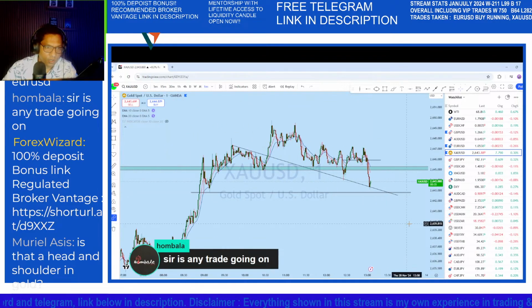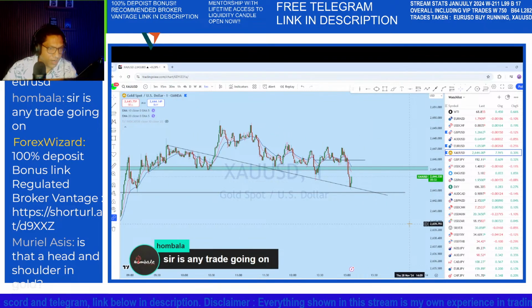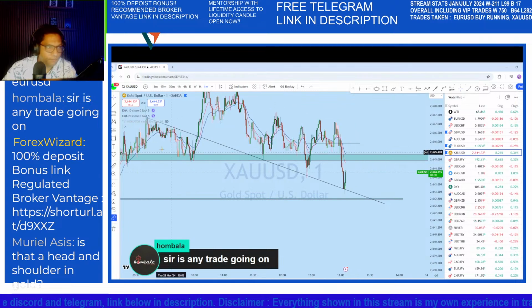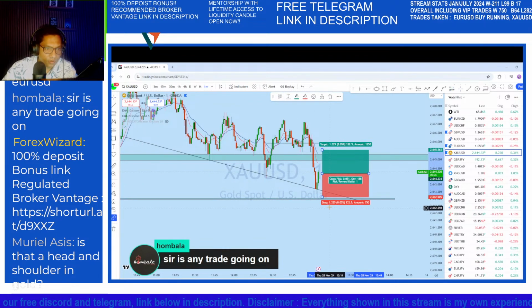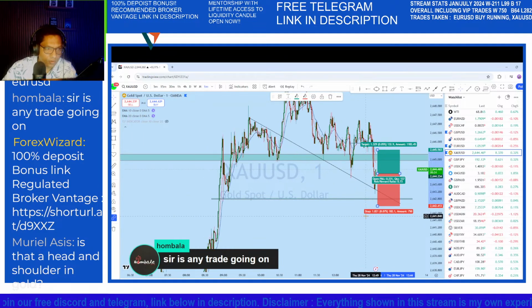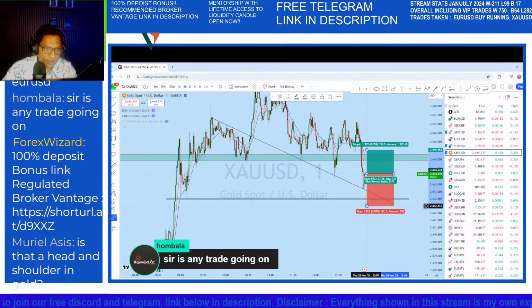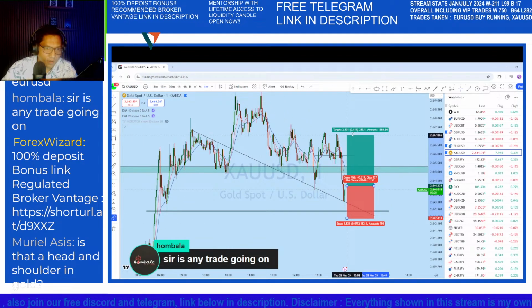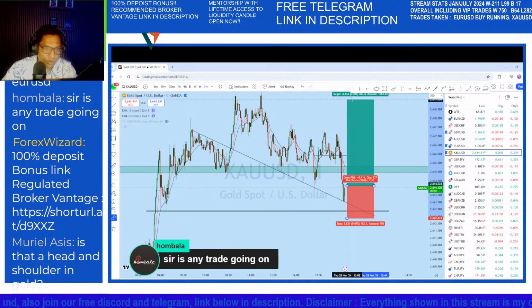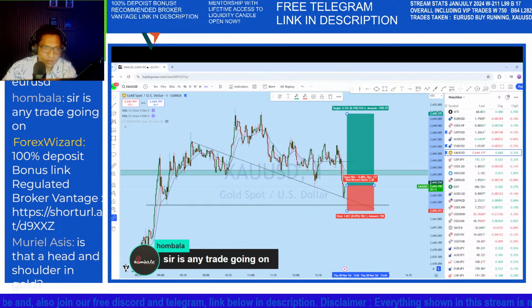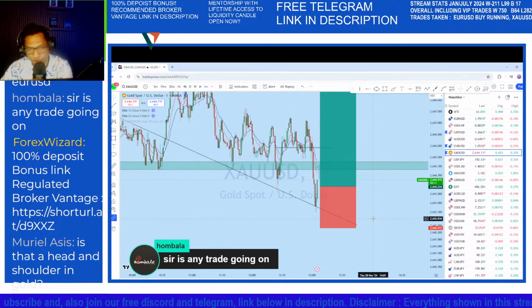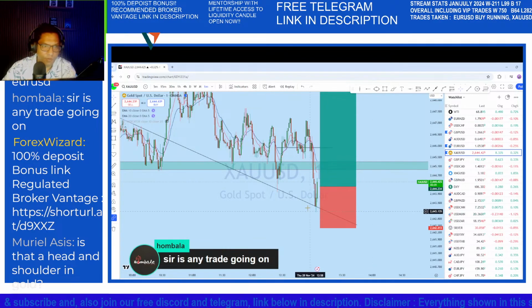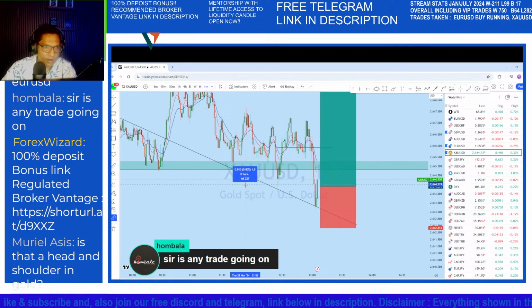We need to look at further opportunity. So looking at that area with again 321, we will be entering another position on XAUUSD. We'll keep EURUSD running here.